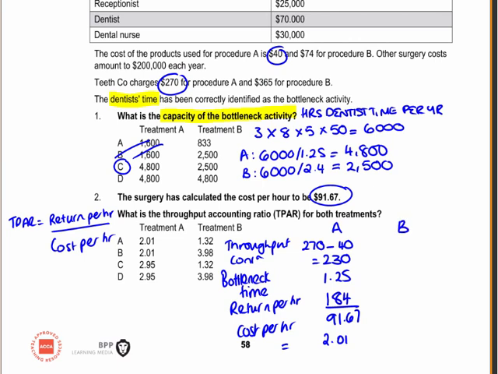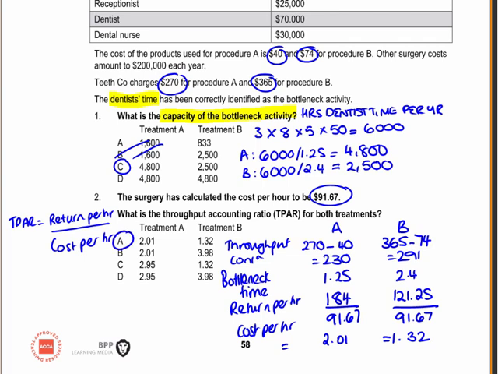Then do the same for B. Well, procedure B they charge $365 for, and the materials cost $74. So that's going to give a throughput contribution of 291. And we've got the bottleneck hours of 2.4. So the return per hour is 121.25. Divide that again by the cost per hour, and that gives us 1.32. So the correct answer here is answer A.